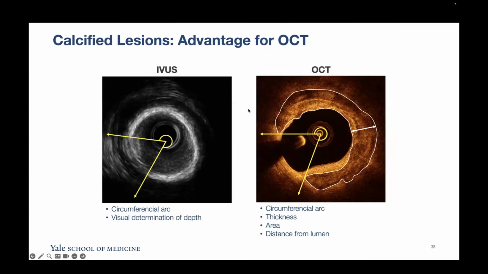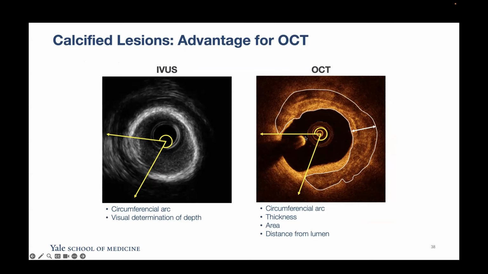Before we finish this talk, I'd like to spend a little time on calcium. We do a lot of calcium PCIs here, a lot of calcium preparation. So we already saw how calcium looks by IVUS and OCT. So again, what we can measure now by IVUS is the angle and the visual determination of its depth.